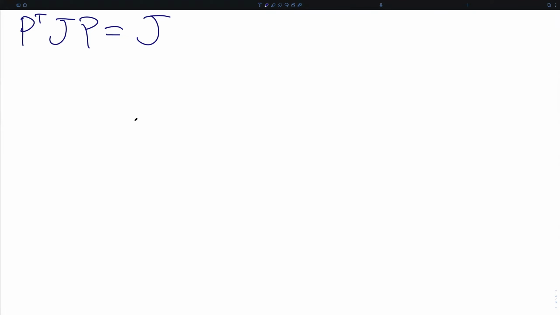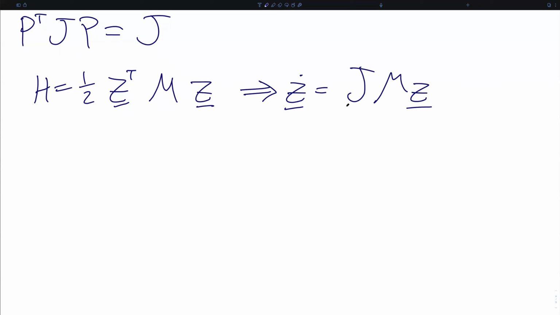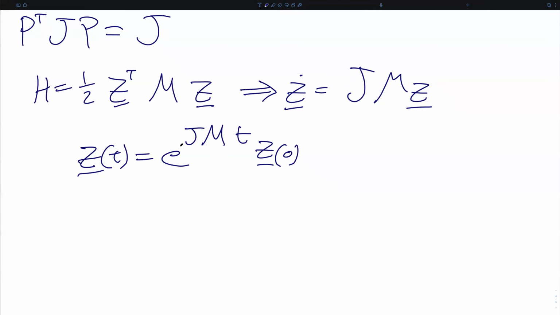Quadratic Hamiltonians are particularly well suited to this particular representation, because if our Hamiltonian is quadratic in the coordinates and momenta, then we can write the Hamiltonian as 1/2 z transpose M z, where M is some matrix of weights. For this type of representation, the time derivative of our state can be written as J times this M matrix times the state z, giving us a fully linear system whose solution we can write down by inspection as z at time t is equal to the matrix exponential of J times M times t times the initial conditions z0.